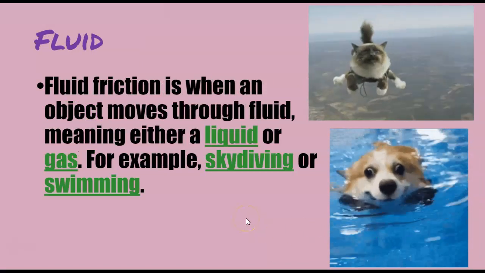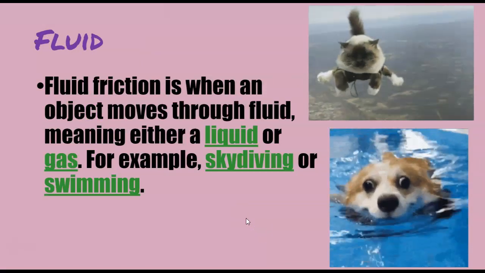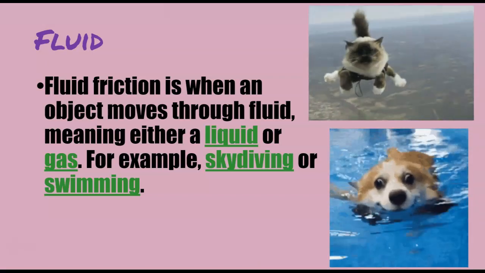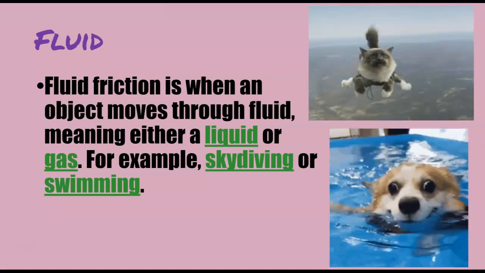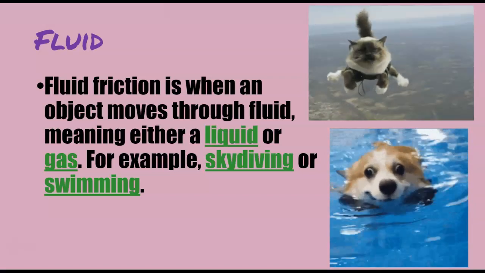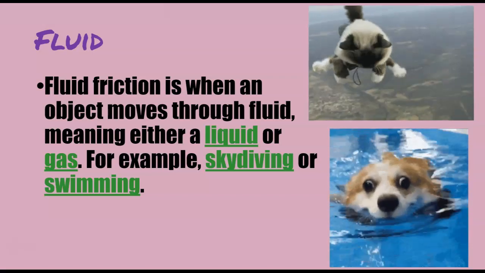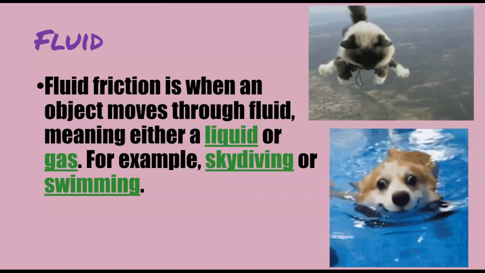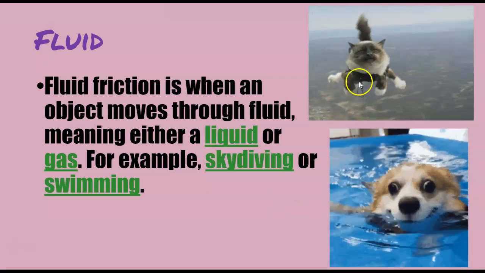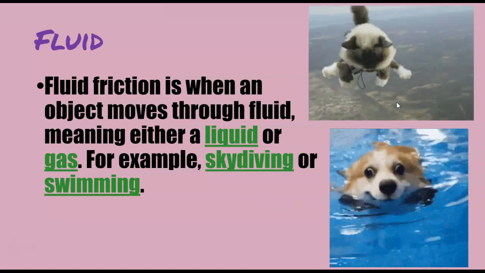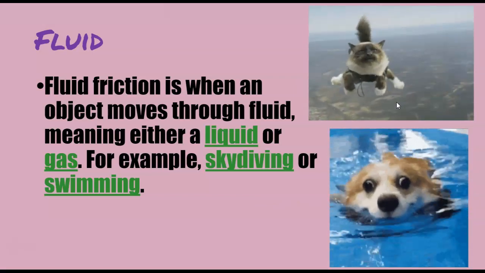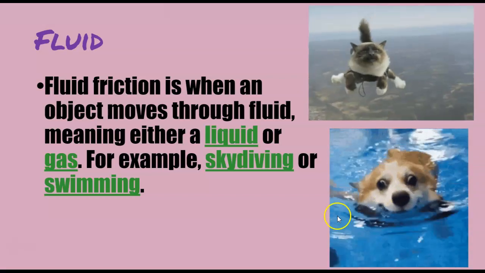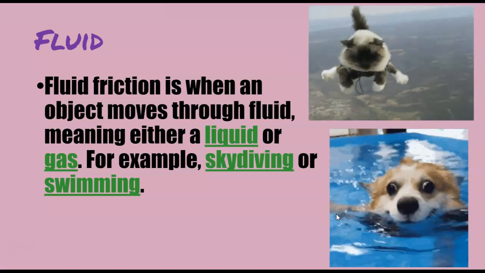And then we have fluid. Fluid friction is when an object moves through a fluid, meaning either a liquid or a gas. And gas, in this instance, is considered a fluid. For example, you have my skydiving kitty who is skydiving through the air, the gas, and it is fluid friction. And then you have my adorable little corgi down here who is swimming in the water. It is fluid.